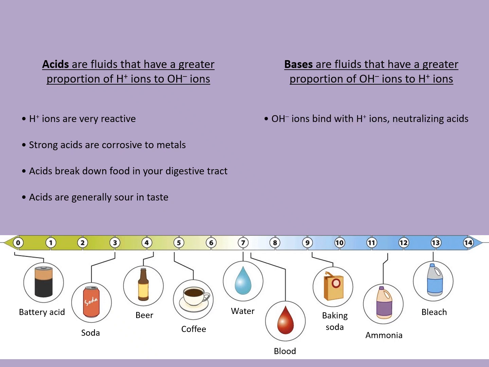On the other hand, bases have a greater proportion of OH ions than hydrogen. They bind with hydrogen and neutralize acids. That's what the OH ions do. Strong bases are caustic to your skin.